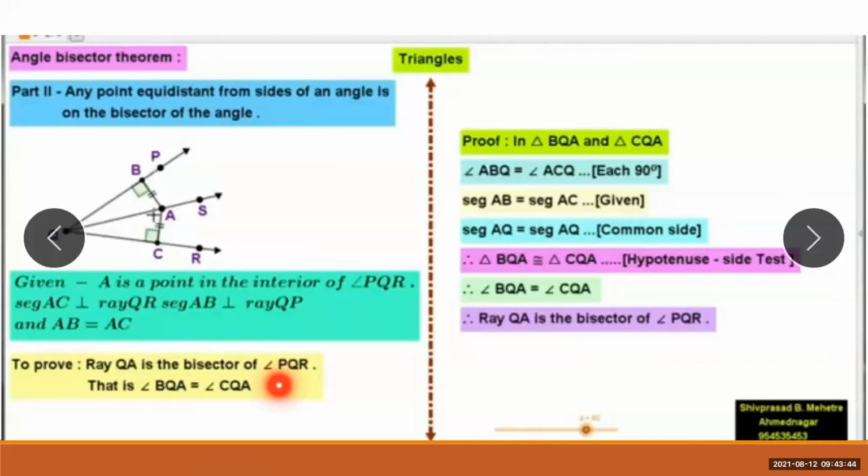That is, angle BQA equals angle CQA. As it will be a bisector, the angle will be divided into two equal parts. Now if we can show these two angles equal, then that will be the bisector. So let's try to show these two angles equal to each other. And when we can show the triangles congruent, the angles will be equal. So the first step is to take two triangles.